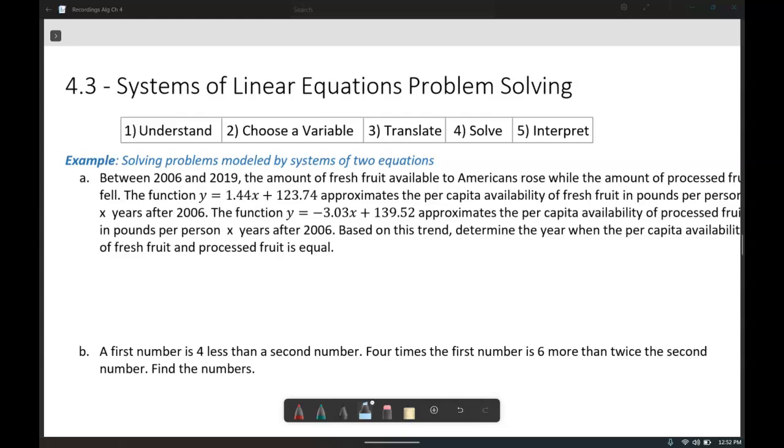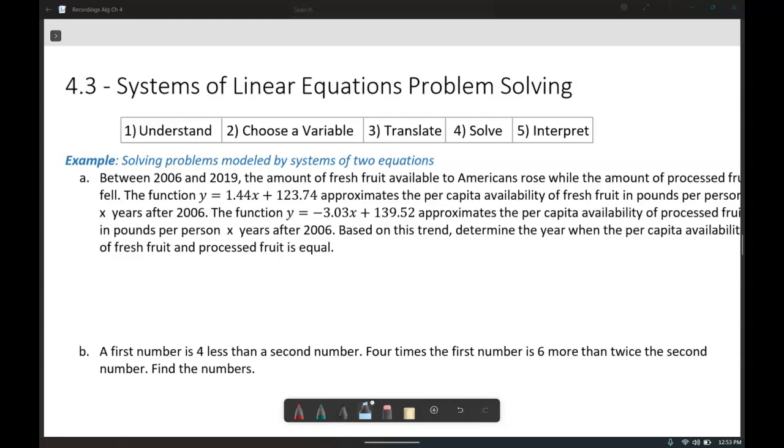Just like before, we want to understand and choose a variable. So look at what we are trying to solve. What is the question asking for us? Then define the variable that we are going to use in order to solve. The thing that we want to solve for is going to be our variables. Since in these examples we're dealing with systems of equations in two variables, we're going to have two variables and two unknowns that we'll be solving. We'll also have two equations that are modeling two different parts of our scenario.